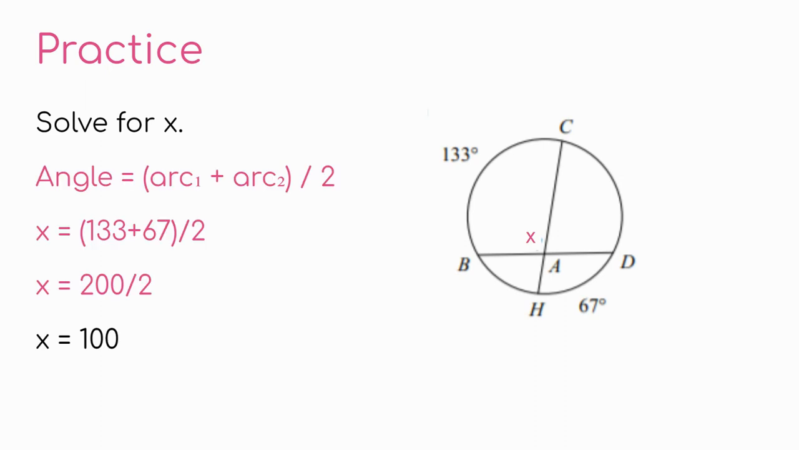So you should have used your formula. X is the angle, so we want angle equals arc 1 plus arc 2 divided by 2. Our two arcs are 133 and 67. I'm going to add them together. I get 200 divided by 2. X is going to equal 100. So I added my two arcs. I divided by 2.